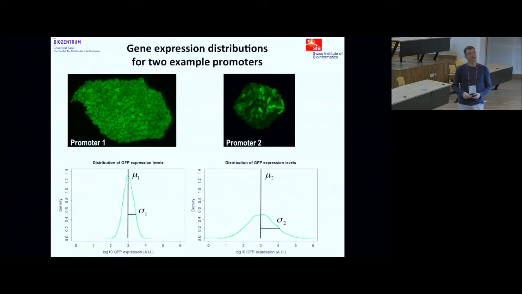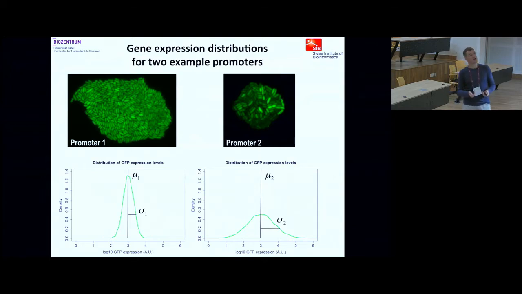All right, so here's an example of what we see when we do this. These are two different promoters. We also took pictures in the microscope of what a colony of cells looks like with each promoter. And so you see that this promoter is less noisy than that promoter. I picked these two examples because they have clearly different noise, but roughly the same mean.